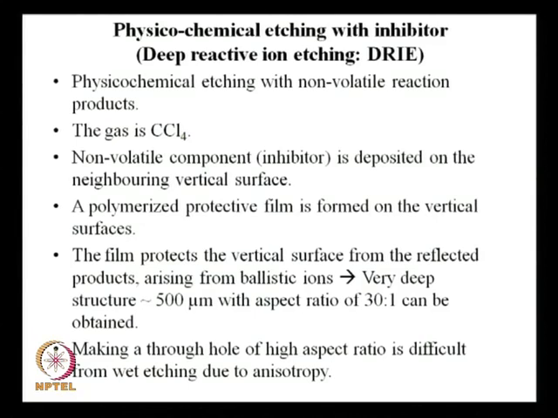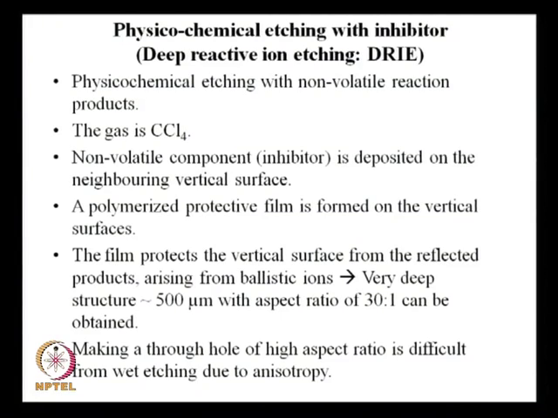So, therefore, very deep structure of the order of 500 micrometer with aspect ratio of 30:1. 30:1 means 1 is the diameter of that hole and 30 is the depth of that hole. That kind of aspect ratio is achievable. So, this DRIE method is truly very popular method if somebody wants to make a through hole in a silicon wafer. In many occasions that is required, and through hole with high aspect ratio.